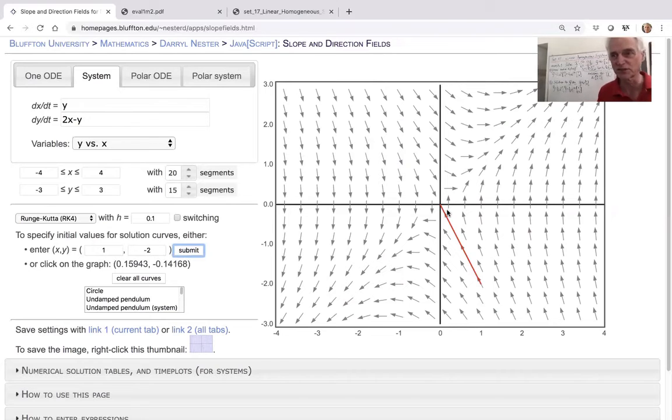If I start at 1, minus 2, see, I go straight to the origin. That is the solution. I don't know if you can see that. That's the solution with C1 is 0 and C2 is 1. I start at 1, minus 2, and as time goes on, I just multiply that by e to the minus 2t. The scale factor decays to 0.